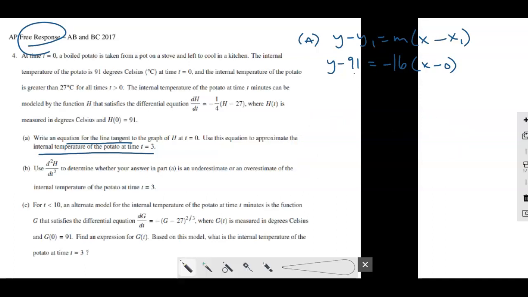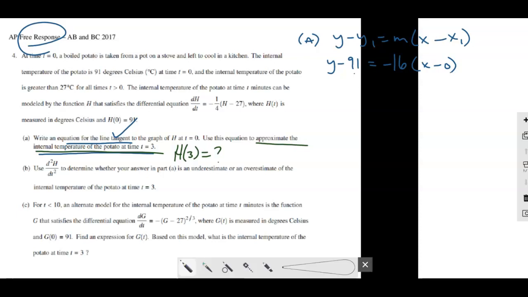What it wants us to do now is, we've done this part. Let me switch it. We've got the equation of the tangent line, but what it also wanted me to do was approximate the temperature at time 3, right? It wanted me to get an approximation. Hey, what's h of 3? It wants me to use my tangent line to get an approximation for h of 3. That means I'm going to plug 3 into the tangent line, and then that corresponding output will be a decent guess.